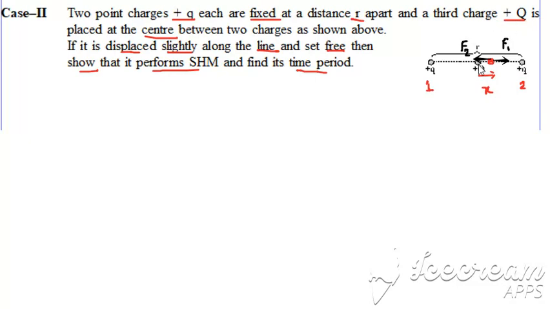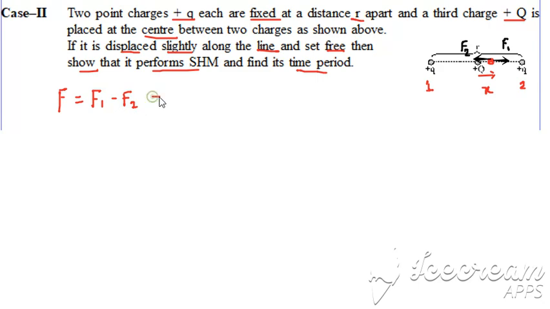When this plus Q charge goes to the new location, x distance apart, it will experience a force because of the first charge, F1. It will be repulsive, away from the first charge. Because of charge 2, this charge will also be repelled, so F2 will act in the opposite direction. Here we will find the net force. Net force will be equal to F1 minus F2 using vector rules.